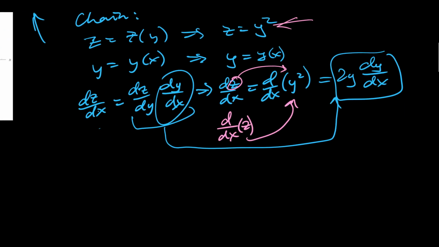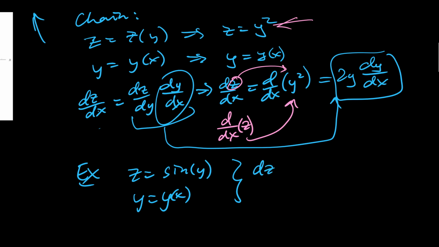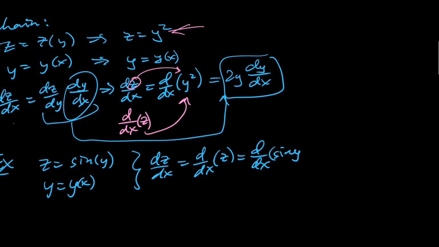So let's try another one. Let's suppose then that z is sine of y, and y is some function of x. We don't know what it is, or it's difficult to get. So then dz dx is the derivative with respect to x of z, and in this case, z is sine of y. Okay, so now we are going to just use the chain rule. So dz dx is dz dy, and then dy dx.